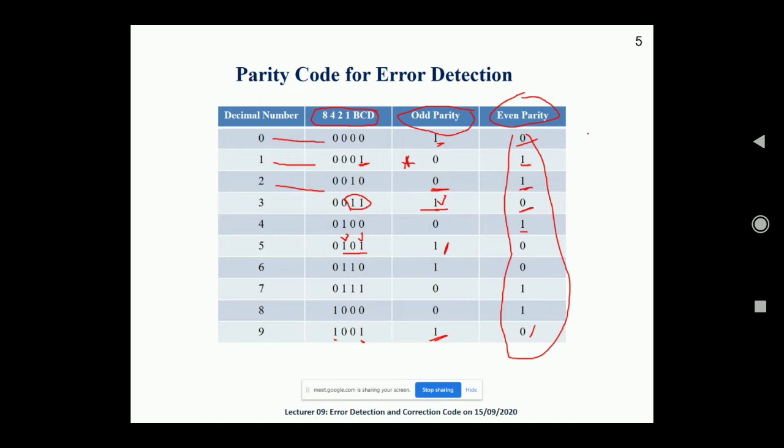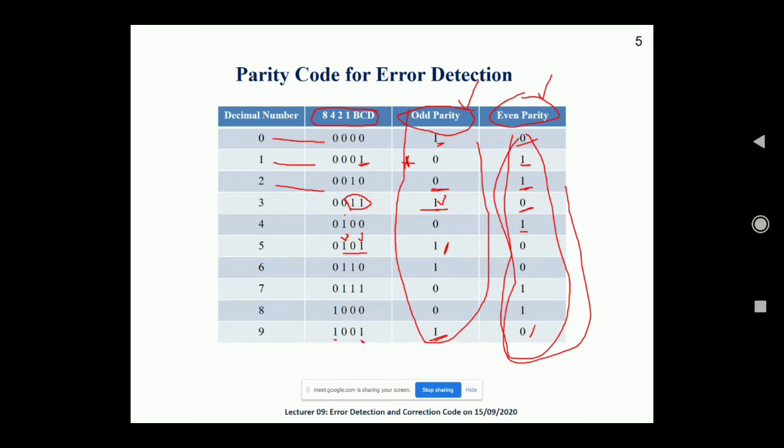Okay, you are getting it. And this is called a parity code for error detection. When we set this type of parity, it is called odd parity. And when we generate this type of parity bits, it is called even parity, based on any particular binary sequence.